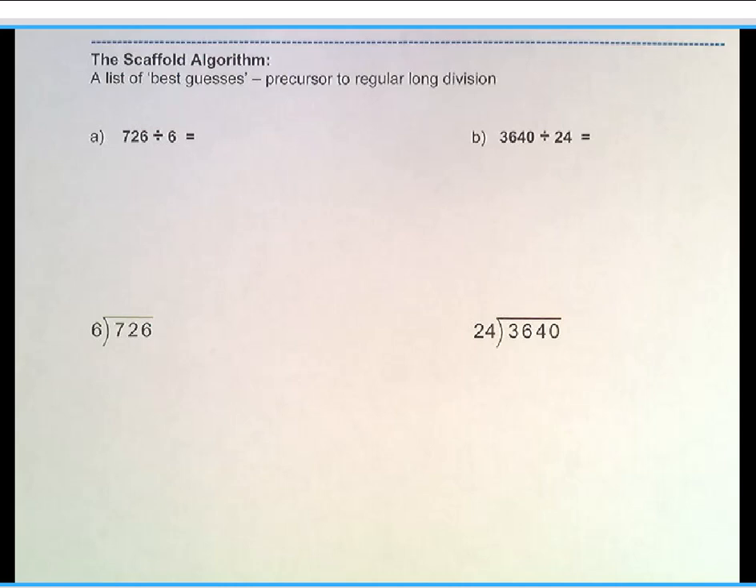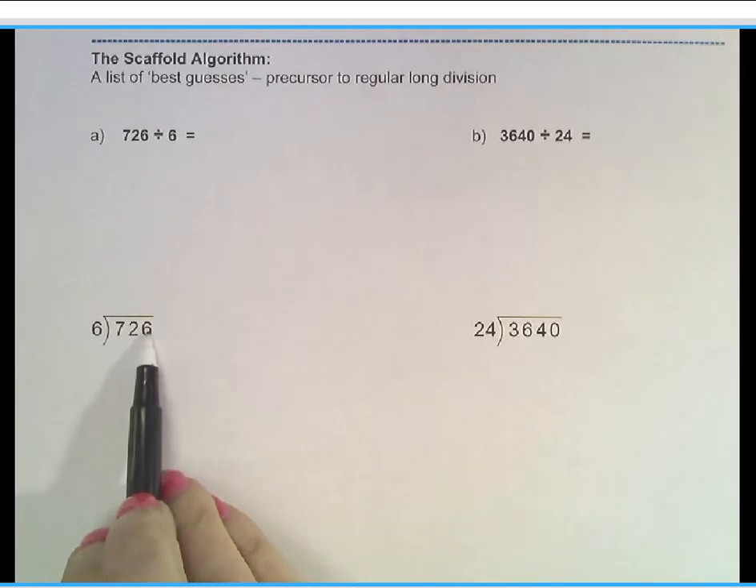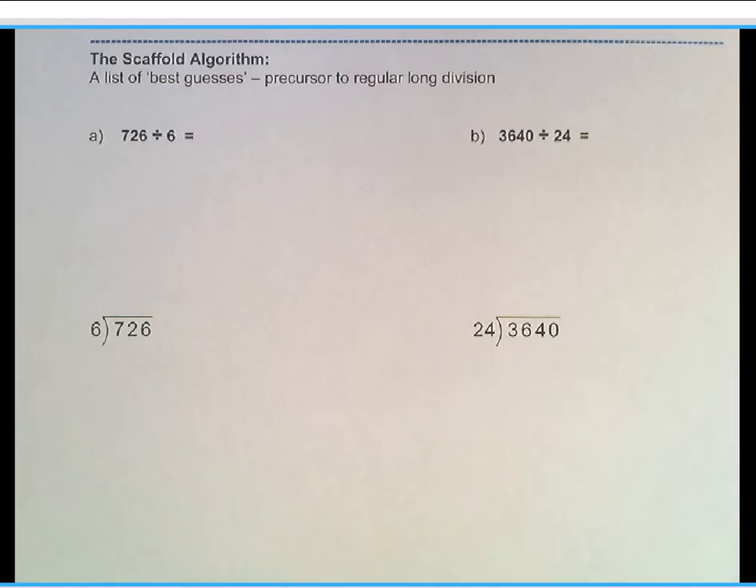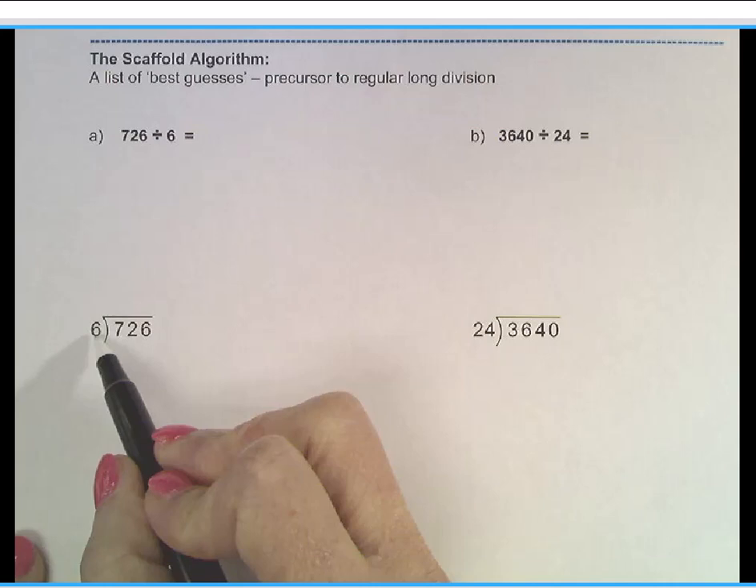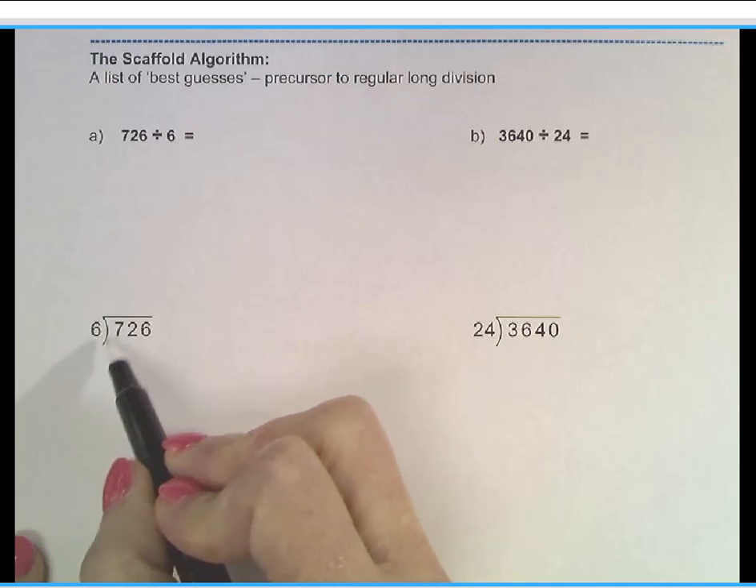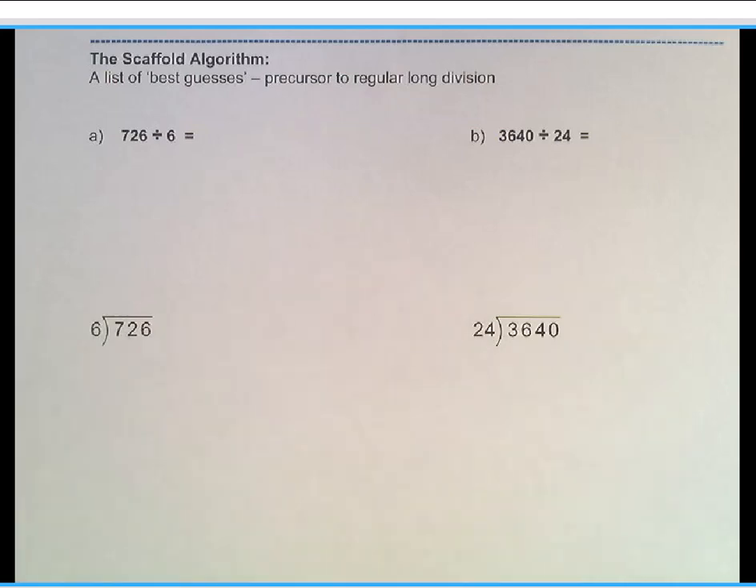So I'm going to do two examples. We'll start with the smaller one, 726 divided by 6. So we set up like long division, like normal, right? This is our dividend, 726, 6 is the divisor. But instead of dividing place value by place value, like we're not going to divide into 7, we're not going to break it up, we're going to divide into the whole number.